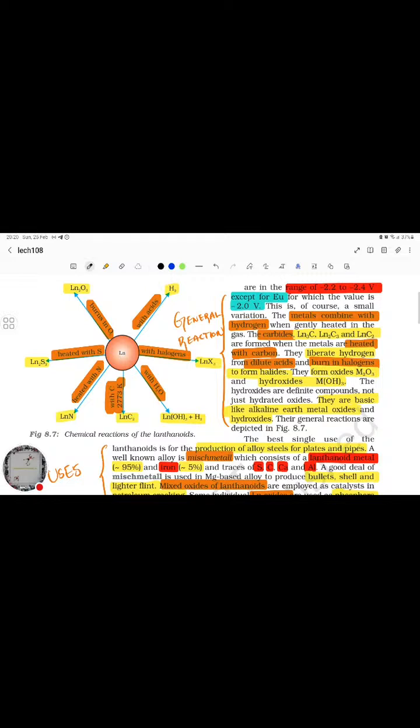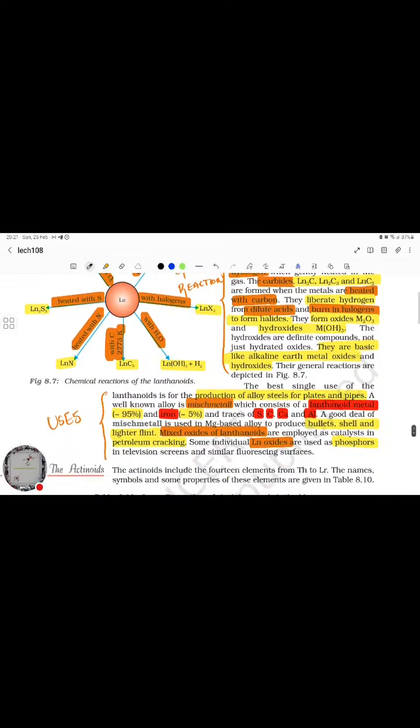So basically what are they saying? These combine with hydrogen and with carbon to form Ln3C, Ln2C3 and LnC2. They will be able to liberate hydrogen from dilute acids, and burn in halogens to form halides. And they will be able to form oxides of the form M2O3 and hydroxides of the form M(OH)3. The hydroxides are definite compounds, not just hydrated oxides. They are basic like alkaline earth metal oxides and hydroxides.